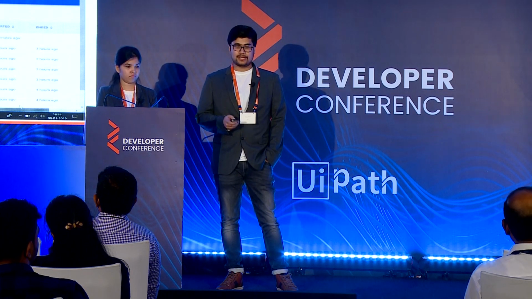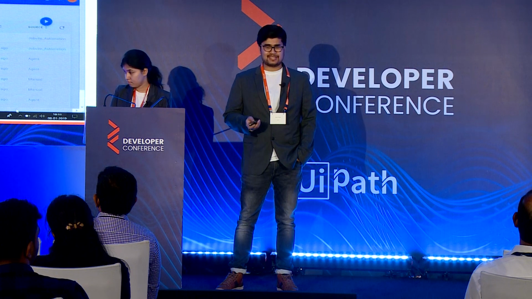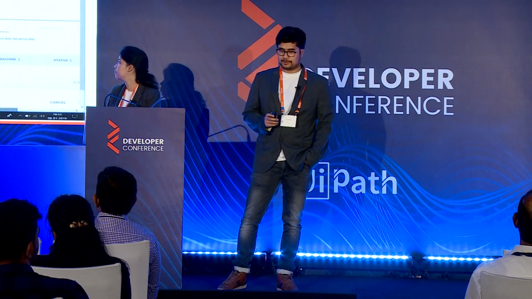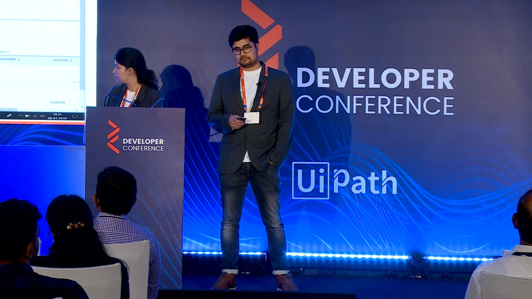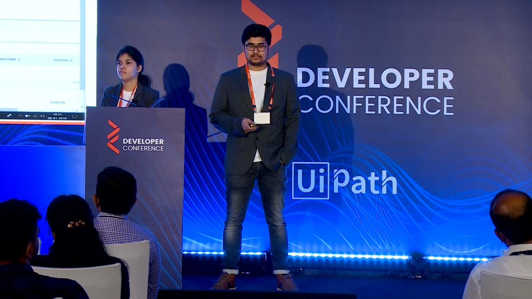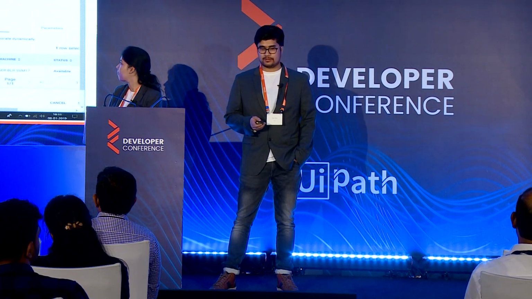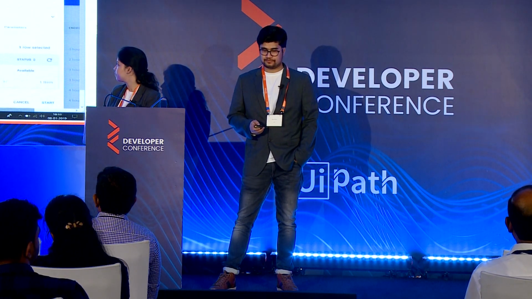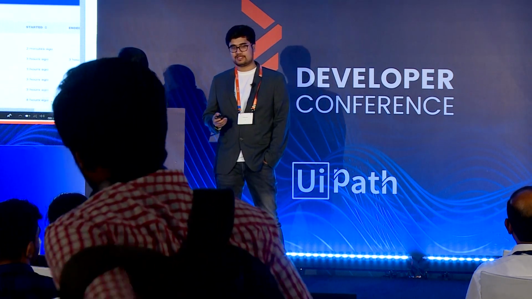So here I am in the orchestrator. I have already deployed my process and have done all the prerequisites that are required. I search for my process, and as soon as I get it, I select the robot. So here is the robot, and I select it and hit the start button. So you can see the command has been sent.